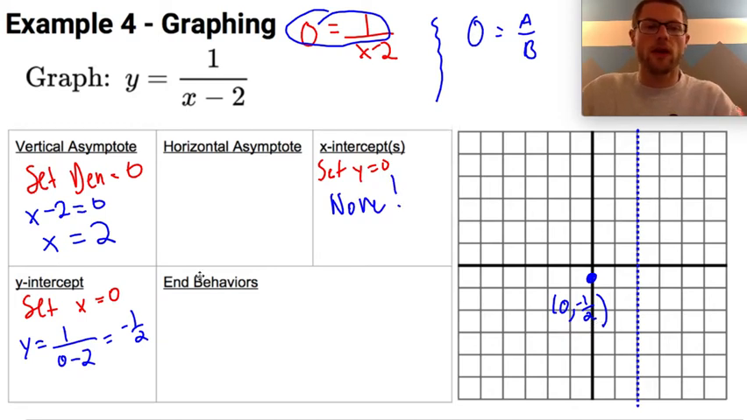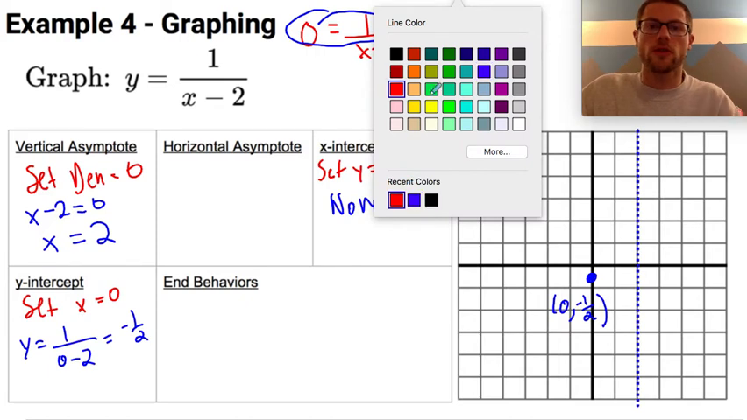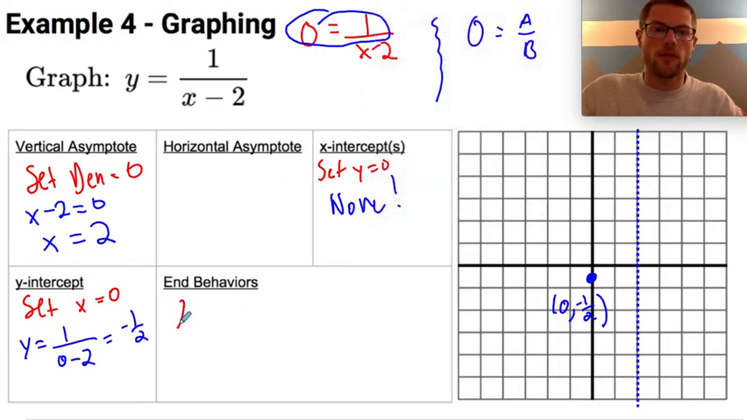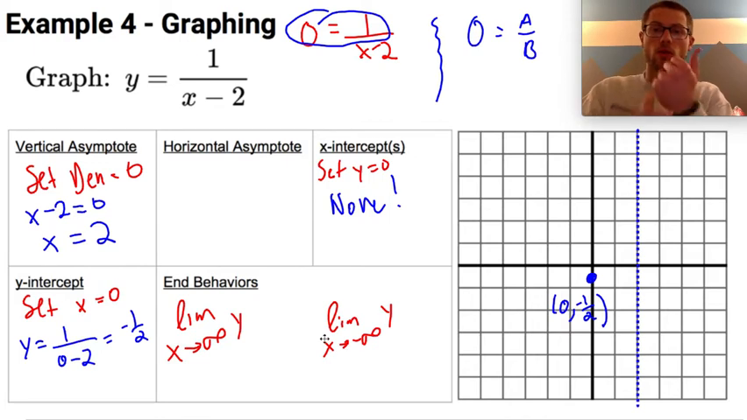Now let's think a little bit about end behaviors. We'll talk about the asymptote last because these two things are linked. And I want to take the following two limits. I want to take the limit as x approaches infinity, and I want to take the limit as x approaches negative infinity. And I'm taking these limits of my y values. So x is getting really, really big or really, really small, and I'm looking at what happens to the y.